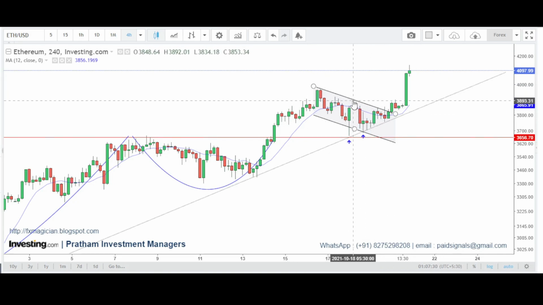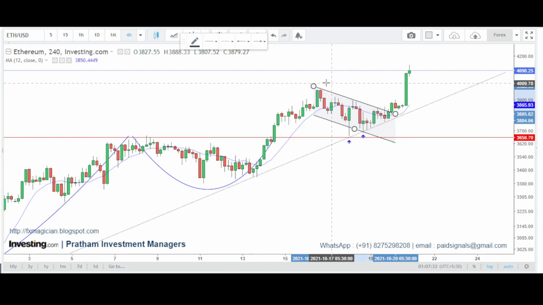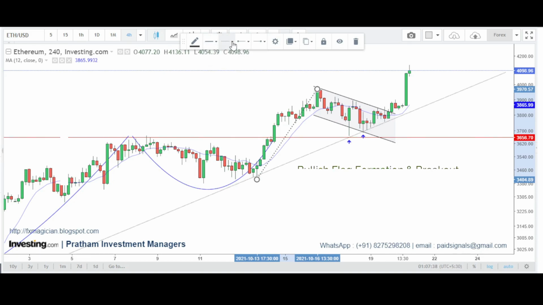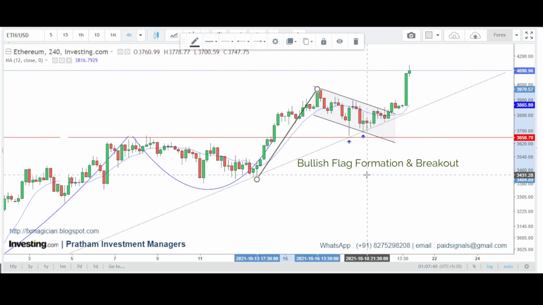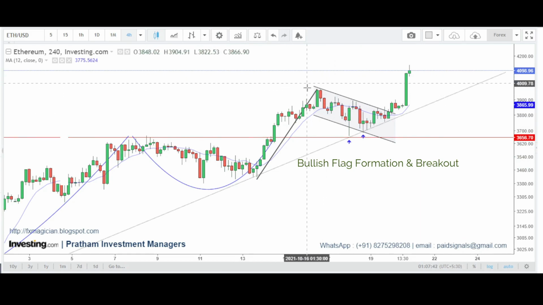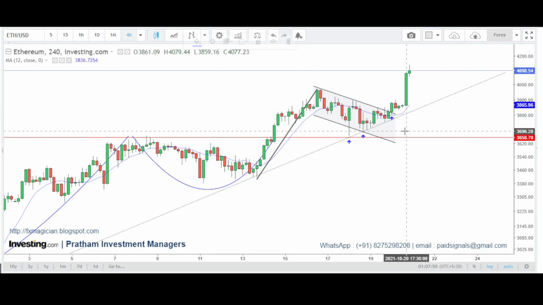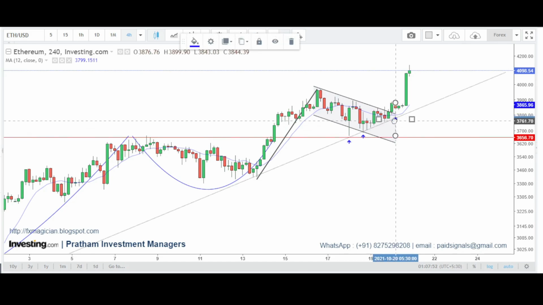This is the area of the flag, and I will mark the pole area. This will be the pole area. This is a flag and pole, a bullish flag and pole. The breakout is already done around this area. This candle is a breakout candle. You can see price is breaking above the flag.